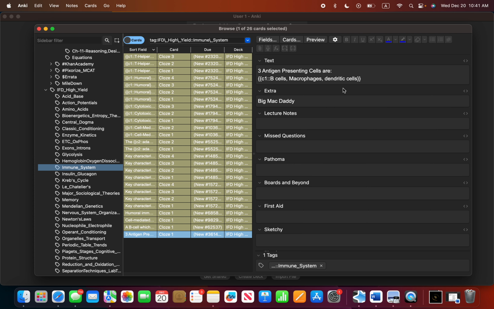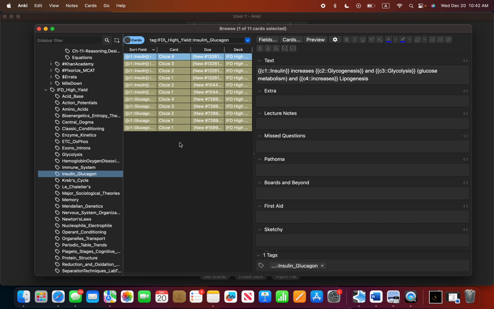Three antigen presenting cells are B cells, macrophages, and dendritic cells. Big Mac Daddy. So, whatever that is, Big Mac Daddy makes sense. So these three antigen presenting cells, these Big Mac Daddy cells, present antigens. It's B cells, macrophages, and dendritic cells. There's a YouTube video on that. We'll definitely study that.